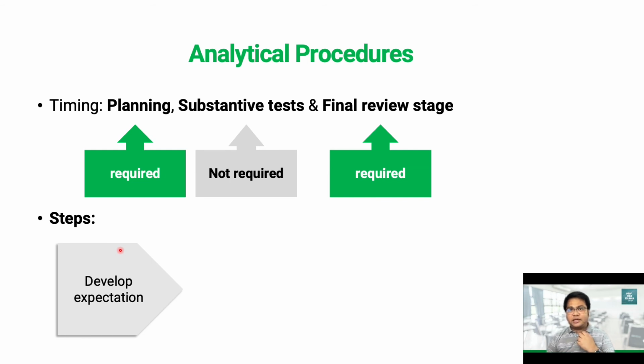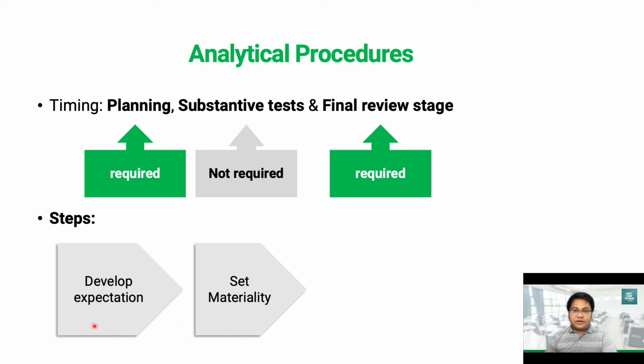Like for example, let's say the interest rate on the notes payable or loans payable of the client is 10%, then we develop an expectation of how much the interest expense of the client will be for the year, given that the level of its loan is this much. So that is how we develop our expectation. And then we set our materiality.